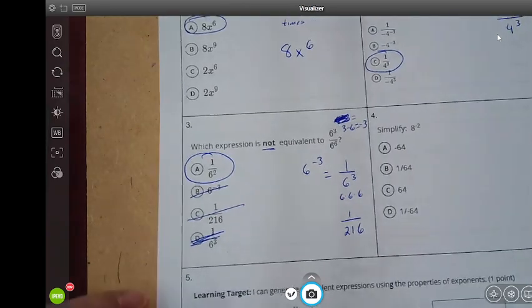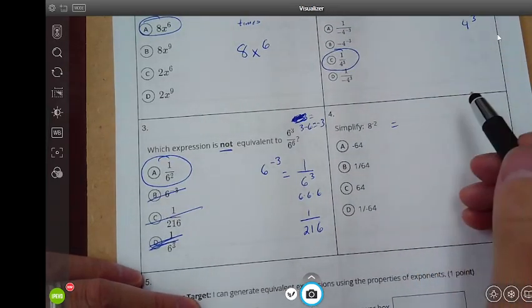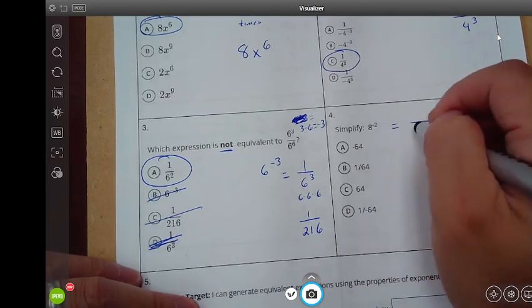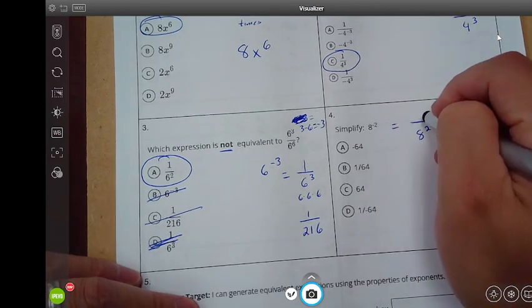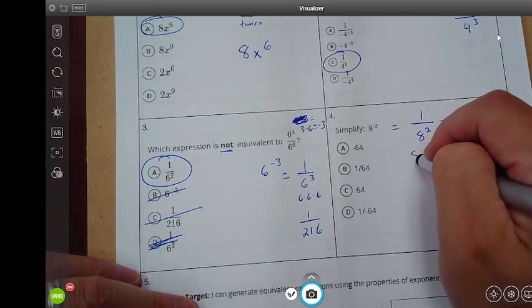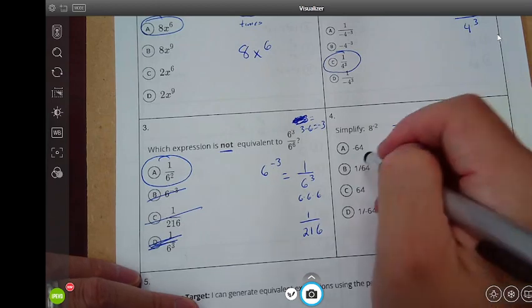All right, number 4. 8 to the negative 2, so I'm going to rewrite that as a fraction because that is a negative exponent. 8 to the negative 2 goes to the bottom, 8 to the positive 2, 1 goes in the numerator. All right, this is 8 times 8. 8 times 8 is 64. That's 1 over 64.